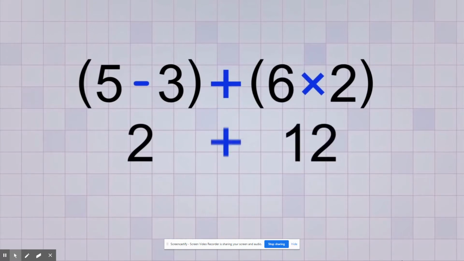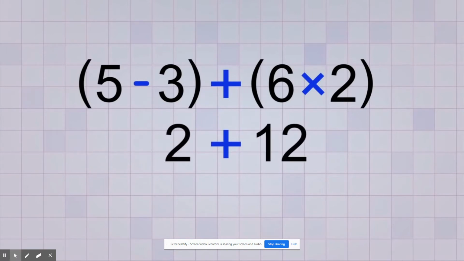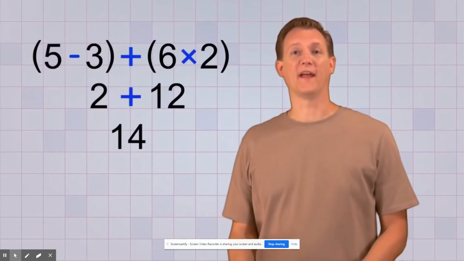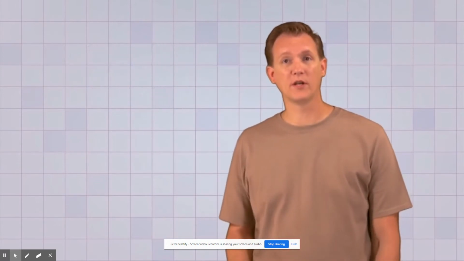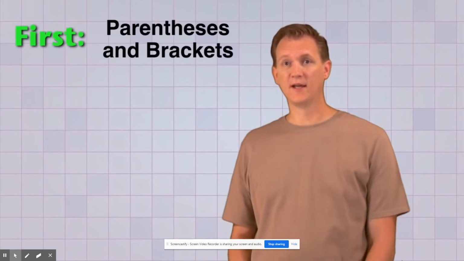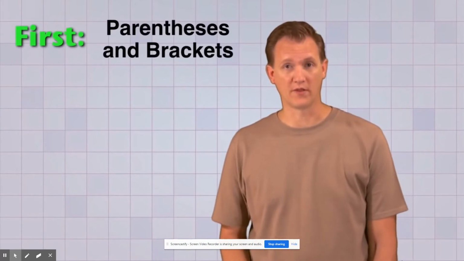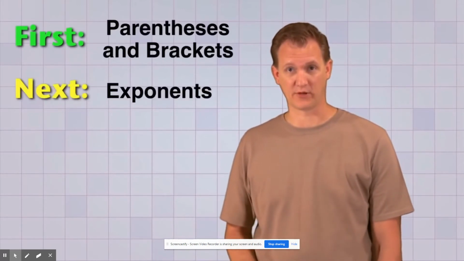Now we can do the last operation and add the values that we got from simplifying. 2 plus 12 equals 14. Okay, now that we know that we always do operations in parentheses or brackets first, let's take a closer look at the second rule that says the next thing we do is exponents.